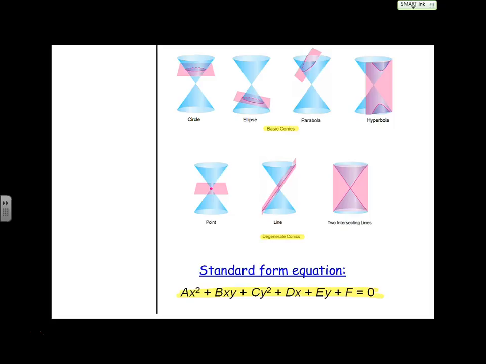Can you figure out what would be zero in order to get a line? A, C, oh yeah, E. I was going in order. A, B, and C would need to equal zero to be a line. Can we figure out what would have to equal zero in order to have a point? Okay, F equals zero.